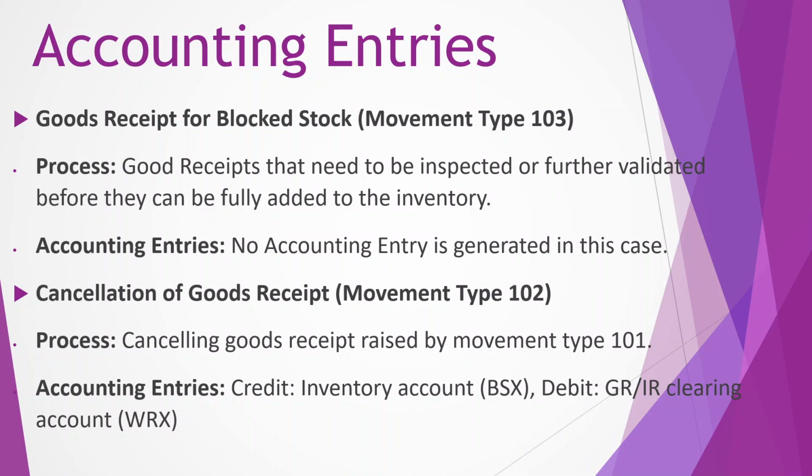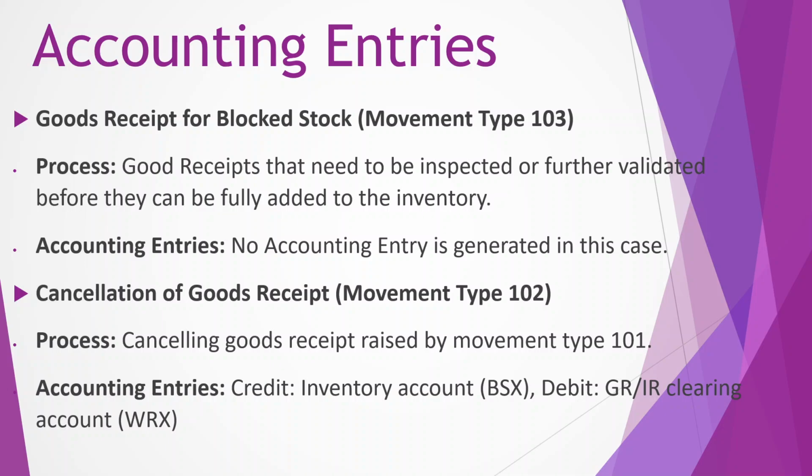You can ask why it doesn't generate. The reason is this stock is not added as part of inventory. First the inspection has to be done, and only after inspection, by using the movement type 105, that will get added to the final inventory. So that is the reason why the 103 does not have any accounting entry as such.